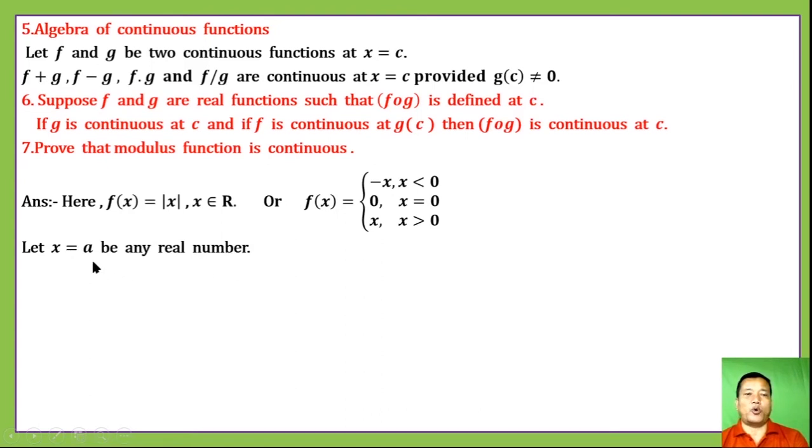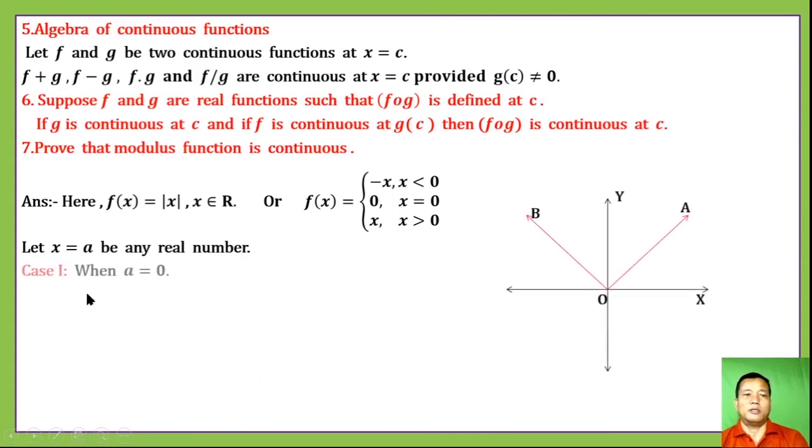Case 1. When a is 0, we have to test its continuity at 0. For this, we have to find out the limit of f of x as x tends to 0 from the left, which is the limit of minus x. Now it becomes a polynomial in x. Therefore, its limit is obtained by putting x equal to exactly 0, minus 0, that is 0.